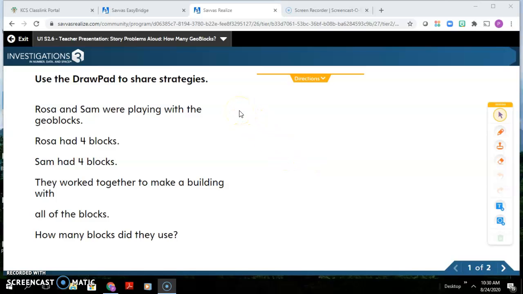Hello, today we're going to be talking about addition story problems and some strategies that we can use to help us solve those problems. I'm going to read the story problem that you see on your screen, and as I read this, I want you to visualize, see in your head the story that's taking place through this problem.